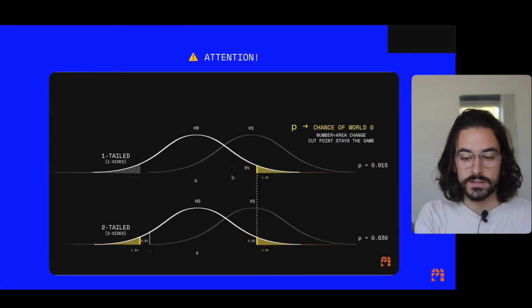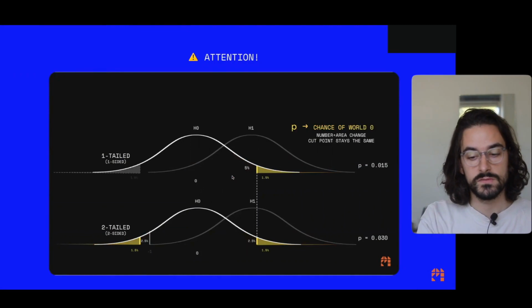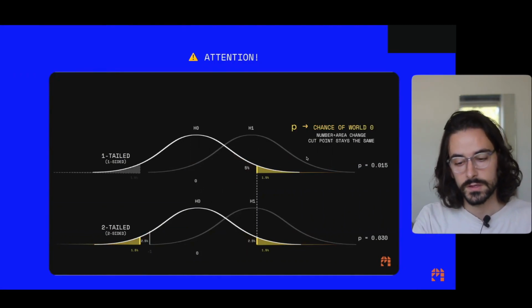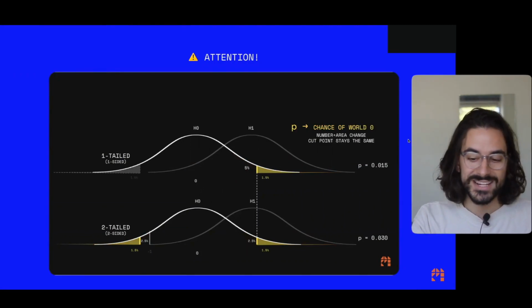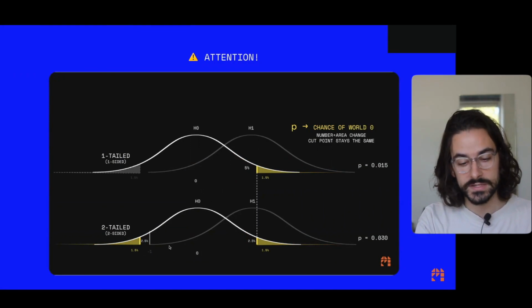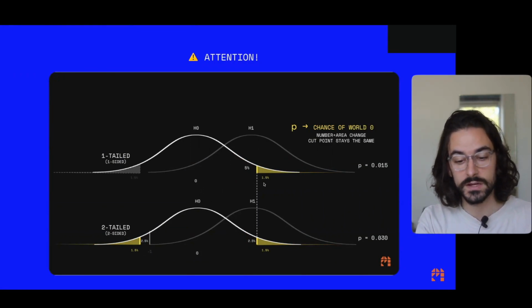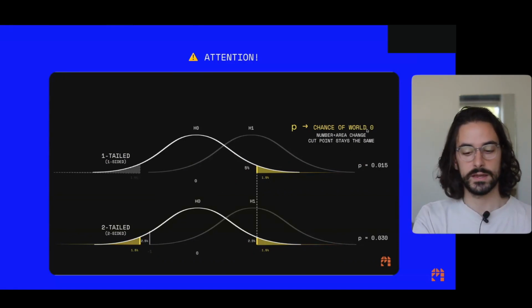P is the chance of this number that we found coming from world 0. The number and area changed because before we had 3%, now this other half disappeared. We only have 1.5% represented by this, but the cut point stays the same. So they're kind of like opposites.